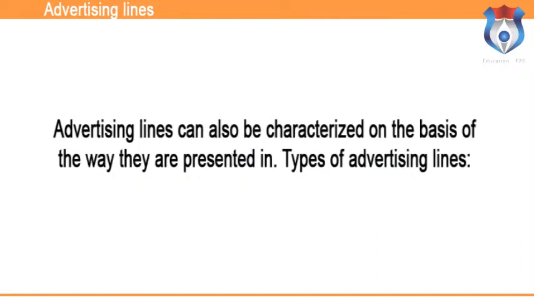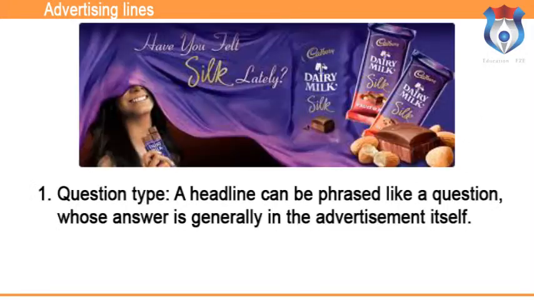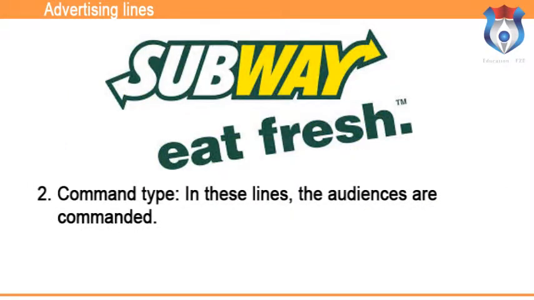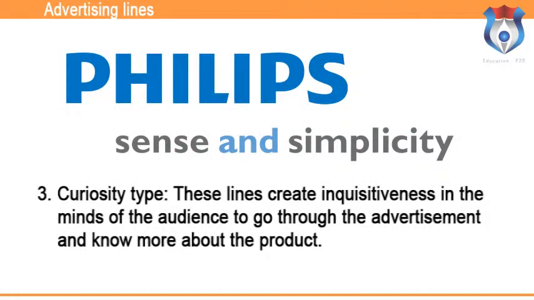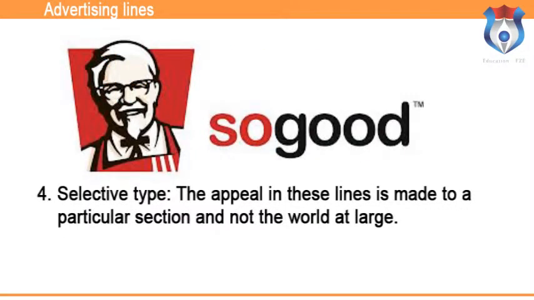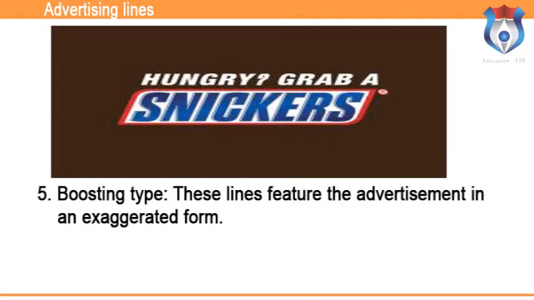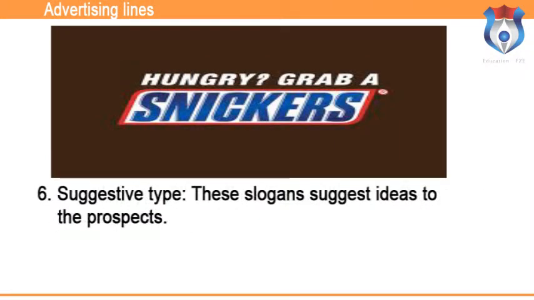Advertising lines can also be characterized on the basis of the way they are presented. We have the following advertising lines. Question type. A headline can be phrased like a question whose answer is generally in the advertisement itself. Command type. In these lines, the audiences are commanded. Curiosity type. These lines create inquisitiveness in the minds of the audience to go through the advertisement and know more about the product. Selective type. The appeal in these lines is made to a particular section and not the world at large. Boosting type. These lines feature the advertisement in an exaggerated form. Suggestive type. These slogans suggest ideas to the prospect.